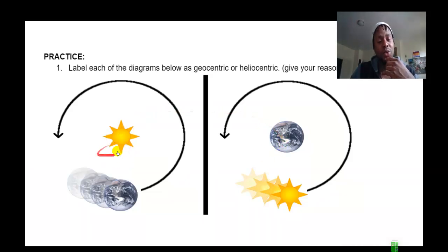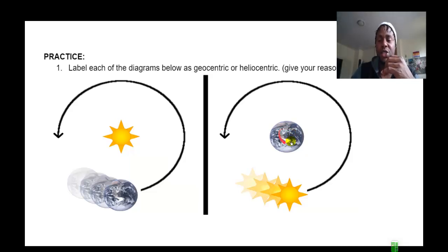All right, the diagram to my left here, I see a star in the middle, and I see the earth revolving around the star. So this definitely will be a heliocentric model, which means the sun is at the center and then the planet, which is earth in this case, is revolving around it. The other diagram, on the other hand, is geocentric because earth is at the center, and again the word geo means earth.